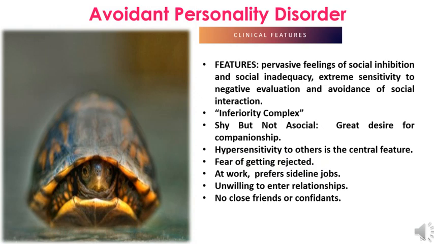Avoidant personality disorder. The main feature of a person with avoidant personality disorder is pervasive feelings of social inhibition and social inadequacy, extreme sensitivity to negative evaluation and avoidance of social interaction. Persons with avoidant personality disorder show extreme sensitivity to rejection and may lead socially withdrawn lives. Although shy, they are not asocial and show a great desire for companionship, but they need unusually strong guarantees of uncritical acceptance. Such persons are commonly described as having an inferiority complex.